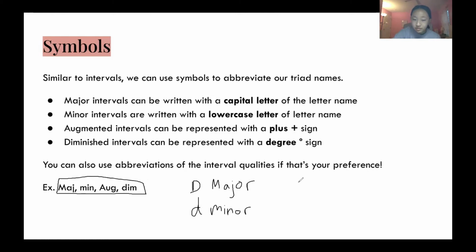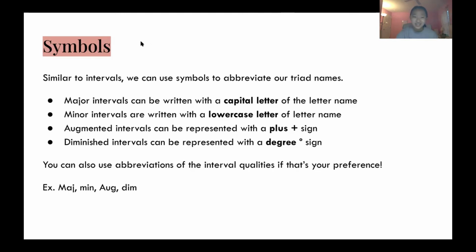For D diminished, you can either write D diminished. I would just write dim because the word is kind of long, or you can write D and then just a little circle there. And then for D augmented, we're going to go back to the uppercase, or you can do D and then a plus sign. And this slash is just showing you the different ways you can do it. That's a terrible plus sign, but I hope you get the idea.